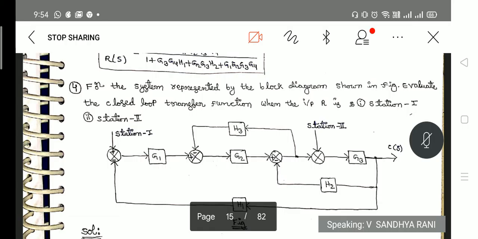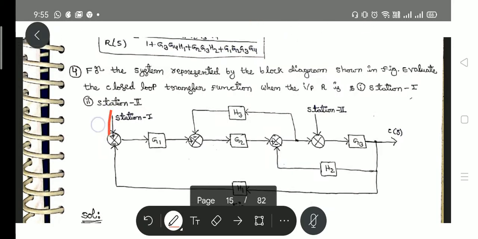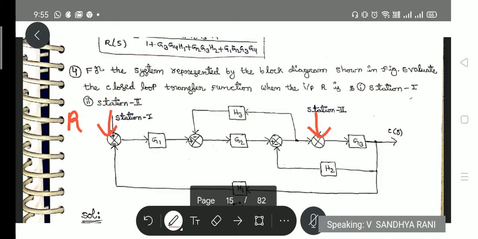This is another model problem, that is, for the system represented by the block diagram shown in the figure, evaluate the closed loop transfer function when the input is R, for output station 1 and station 2. Here the input is the same for station 1 and station 2. Here the inputs are R only, but the output is different. Okay, first I am taking the first case only.